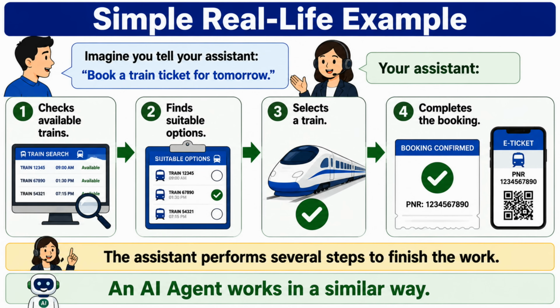Now we will see a simple real life example. Imagine you tell your assistant, book a train ticket for tomorrow. Your assistant checks available trains, finds suitable options, selects a train, and completes the booking. The assistant performs several steps to finish the work. An AI agent works in a similar way.